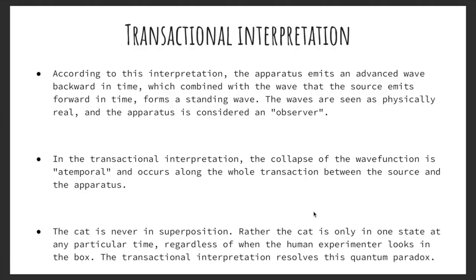In this transactional interpretation, the cat is never in superposition. Rather, the cat is only in one state at any particular time, regardless of when the human experimenter looks into the box. The transactional interpretation resolves this quantum paradox.